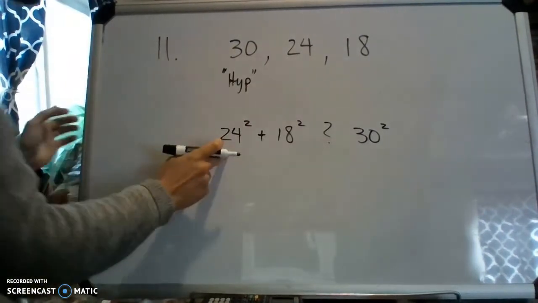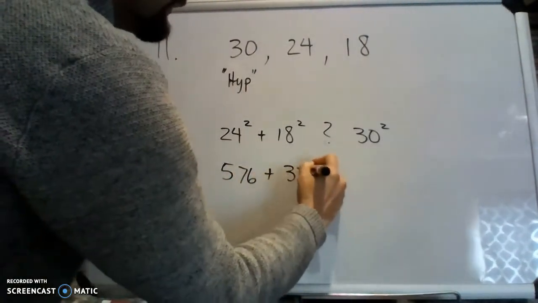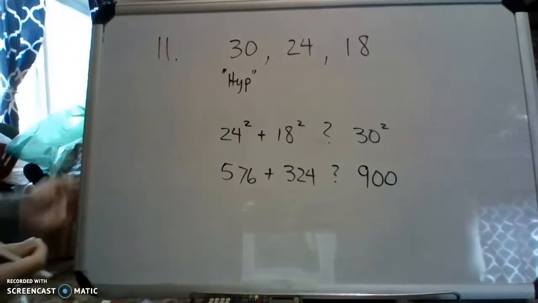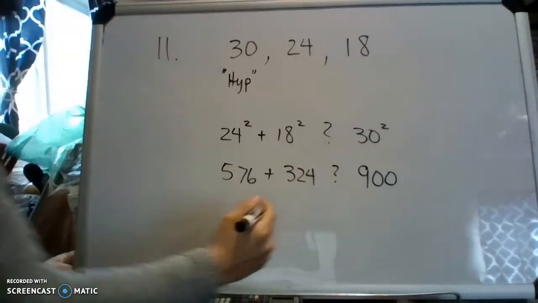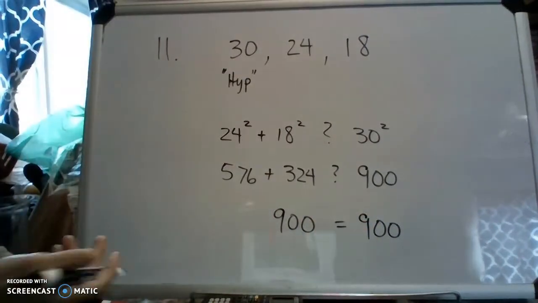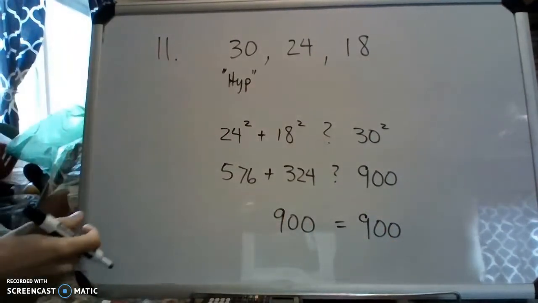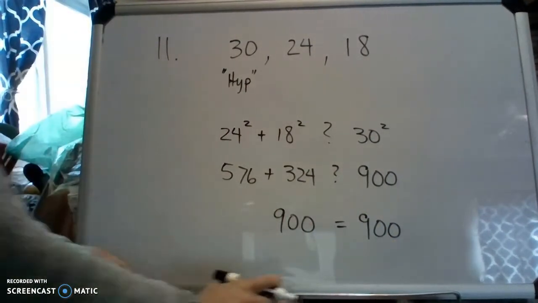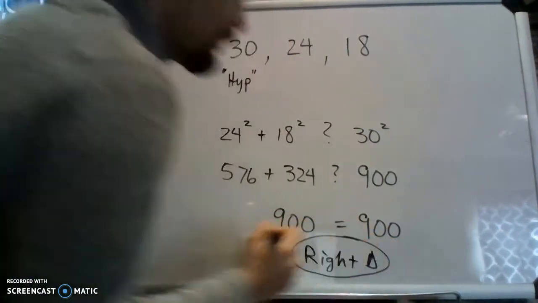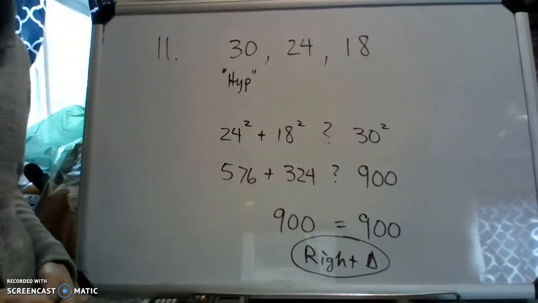So let's find out. 24 squared is 576. 18 squared is 324. Is that equal to 30 squared? 30 squared would be 900. Go ahead and add these two together, and you will see that it comes out to be 900. So in this case, we see that the side that has the legs is exactly equal to the side that has the hypotenuse. So this does actually make Pythagorean theorem work, and that means this is a right triangle. This is probably one of the easier examples because when the two sides become equal, it's automatically a right triangle.